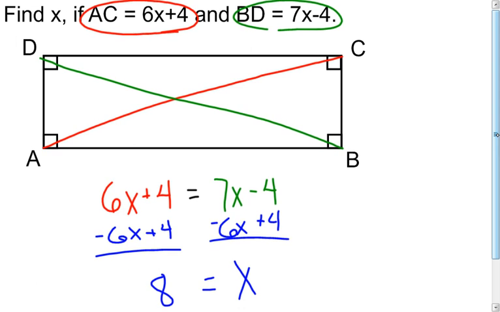Now sometimes it may ask you to actually find the length of the diagonals, and then it'll just be a matter of taking that 8 and plugging it back in. You can take it over here into the 6 times 8 plus 4, you have 48 plus 4 is 52. Or come over here, 7 times 8, 56 minus 4 is 52. A little check of my work, and I see that it worked out wonderful.